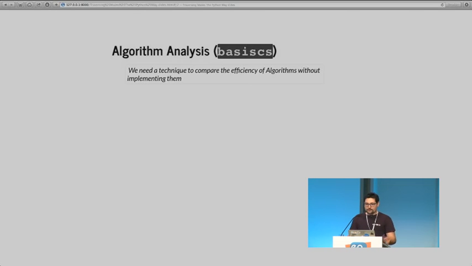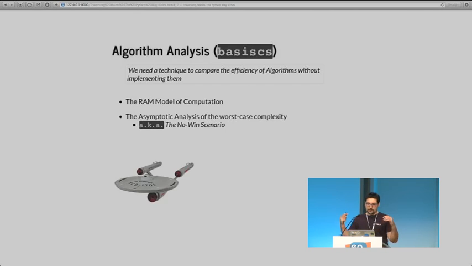Okay. So let me briefly recap some basics for algorithm analysis. We need a technique to compare the efficiency of algorithms without worrying about the implementation, the machines and the language. So we have two different techniques. We have the RAM model of computation, and we have the asymptotic analysis of the worst case complexity. In other words, the no-win scenario. So we're interested in the worst case here.